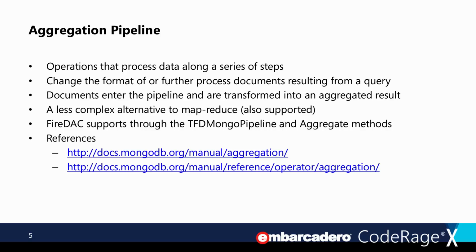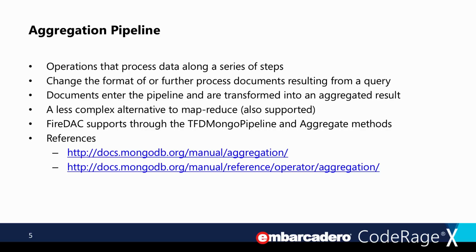Aggregation pipeline. This, at least for me, took a while to get my brain wrapped around what it is, but now that I understand it, it's a really cool feature, very powerful and very useful. Basically, it's a series of stages of operations that process data. It allows you to take the results coming from the MongoDB database, those documents, and modify them in a way that makes them easier to work with.